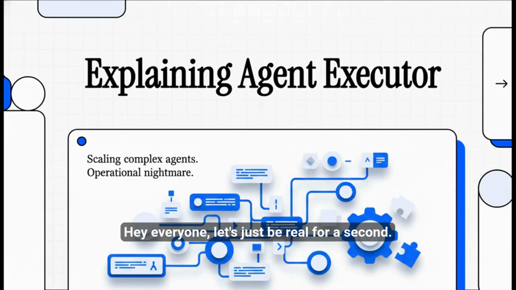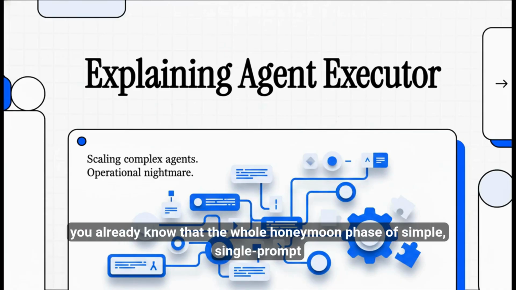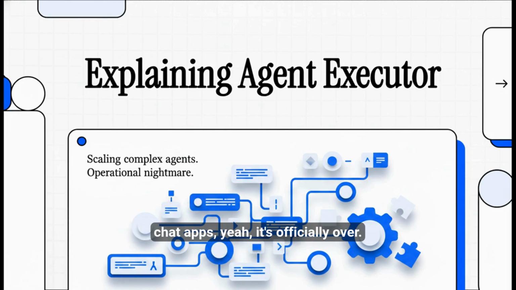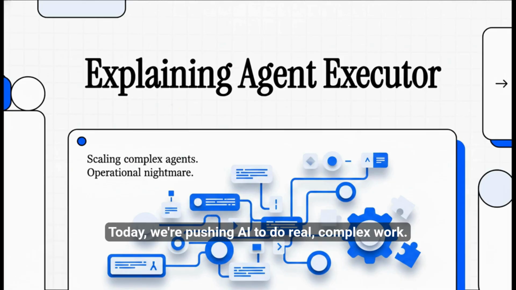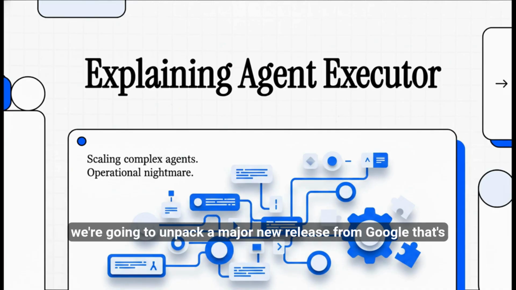Hey everyone, let's just be real for a second. If you're a software engineer building AI systems right now, you already know that the whole honeymoon phase of simple, single-prompt chat apps, yeah, it's officially over. Today, we're pushing AI to do real, complex work. But the second we start scaling these complex agents, we run headfirst into an absolute operational nightmare. So in today's explainer, we're going to unpack a major new release from Google that's designed to solve this exact chaos. It's called Agent Executor.